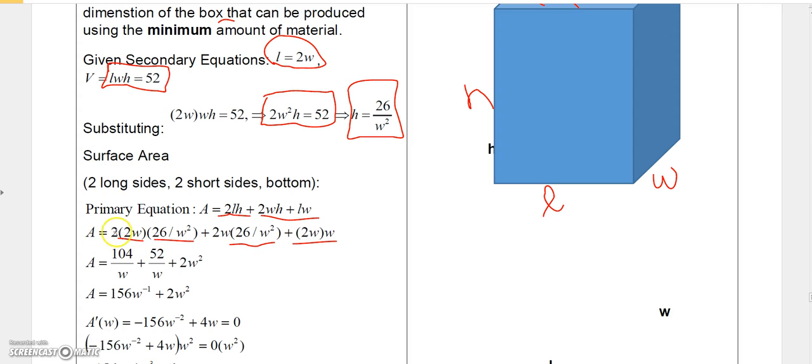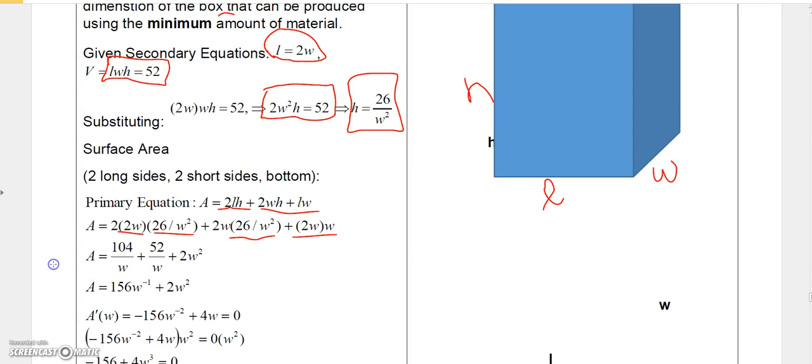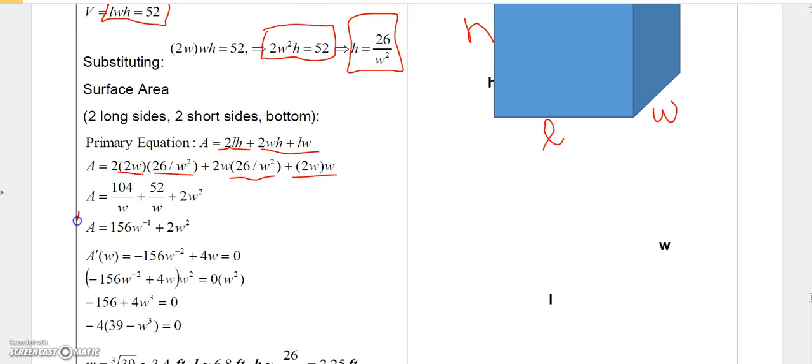Now, multiply all that together. 2 times 2W times 26 over W squared is actually 104 over W. And then 2 times 26 is 52, so that ends up being 52 over W, and then 2W times W is 2W squared. Now these two have the same denominator, so I can add them together and get 156 over W. And now I'm going to write this area.